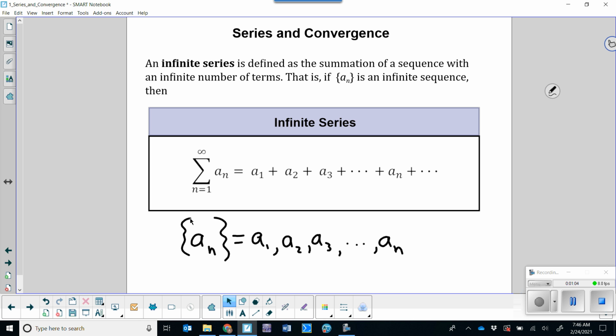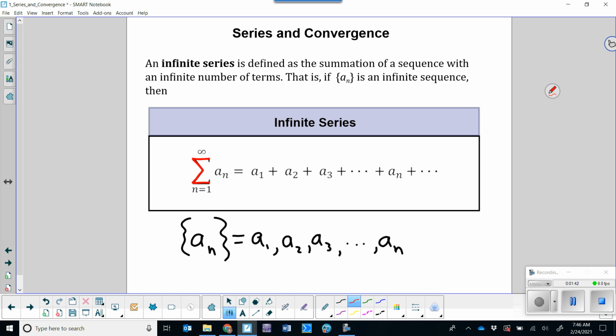So a series, which is what we're going to spend all our time doing, is the sum of those terms. So the summation symbol is a capital sigma, which is like a big capital S. So this means the sum. And we go from n equals 1 to infinity. That's how we read it. We say from bottom to top, just like when we do integration. So n equals 1 to infinity of a sub n.